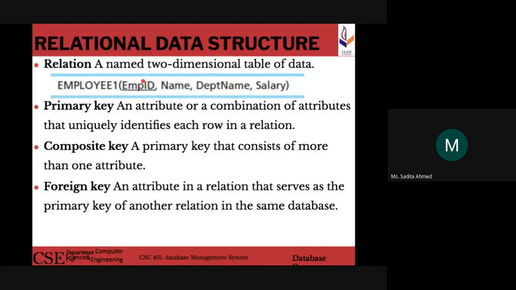And what does it mean for EMP ID to be the primary key? Now tell me that. EMP ID primary key. Because it is unique to each employee. All different instances of employees will have unique employee ID.